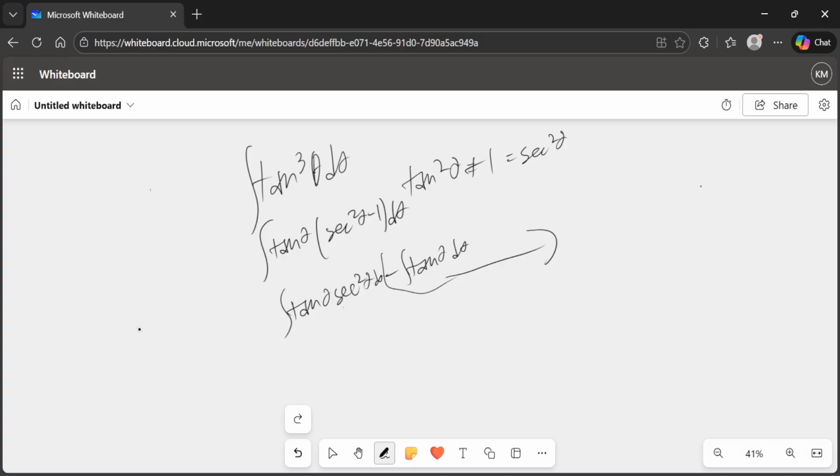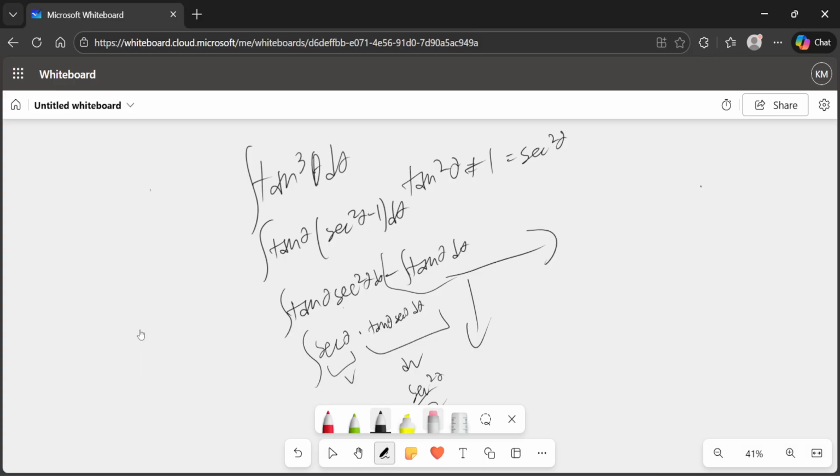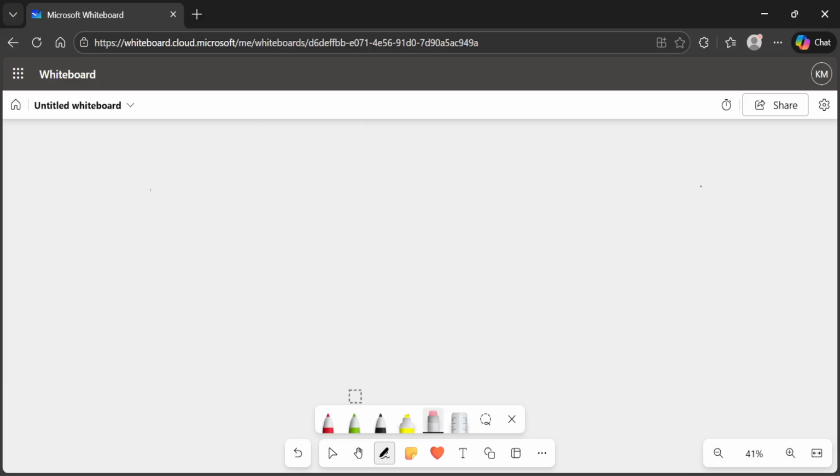Okay, so this is secant theta times tangent theta secant theta d theta. That's a u du, right? U du. So then that's secant squared theta over 2 plus that. Okay, are we good there? Yeah. Okay.